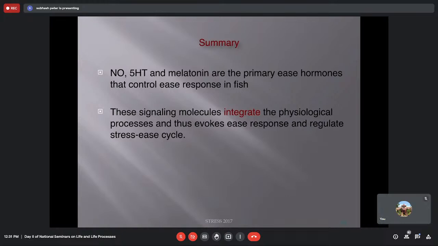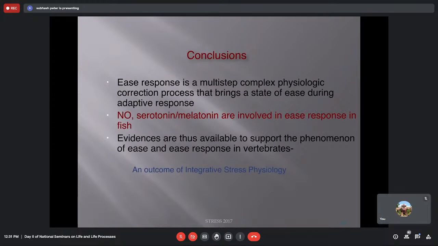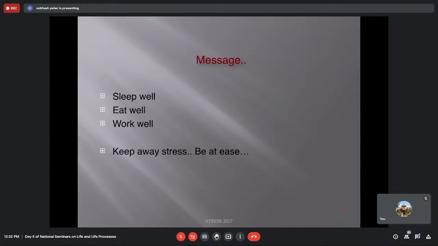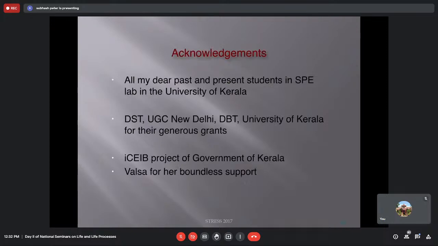And this is what happens during the ease response. So the stress-ease cycle is being addressed at that level. As a result, integrative stress physiology is taken as an integrative biology area where we could bring more insight into how these signaling molecules work together and make it viable, how it actually supports life. And that's all. The message of this talk is we need to sleep well and eat well. And of course, as far as work is concerned, we need to do good work to keep away the stress and be at home.